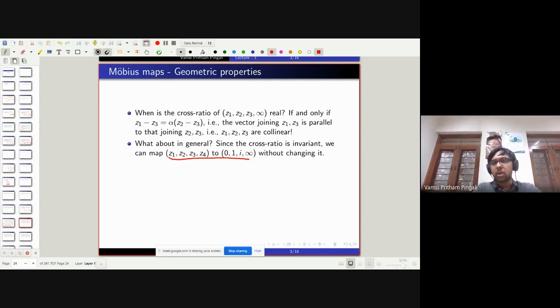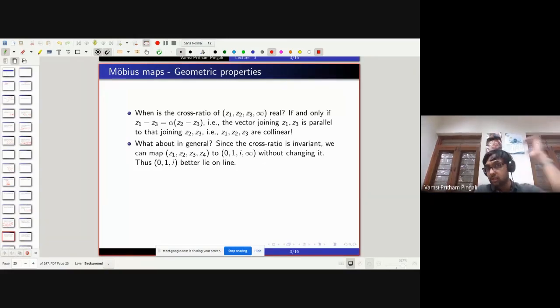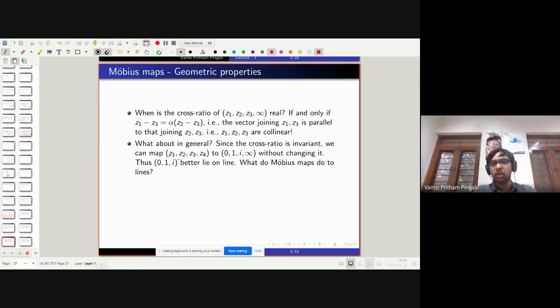This is not entirely correct. I'm sorry about it. But let us, for the sake of argument, assume that you can map these 4 points to these 4 points by means of a Mobius transformation. The cross ratios of these two are the same. Therefore, that means these three better lie on a line. So what do Mobius maps do to lines? The point of this statement, which is wrong, this is not true in general. Just because you give me 4 points does not mean I can map them to four other points by a Mobius map. The best one can do is to map 3 points to 3 other points. But let's assume you can map these 4 to these 4.